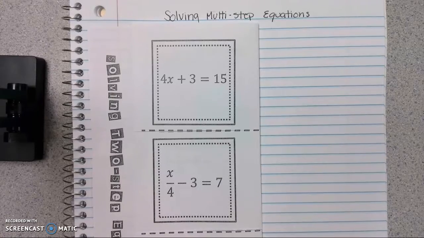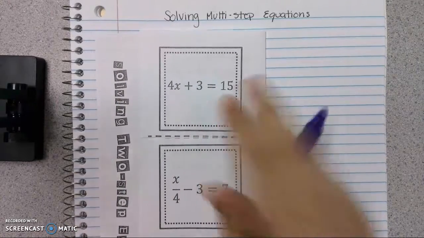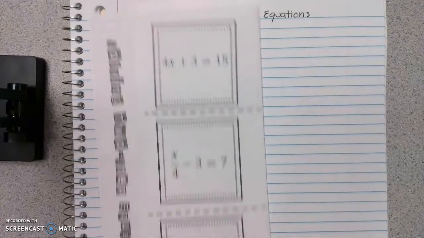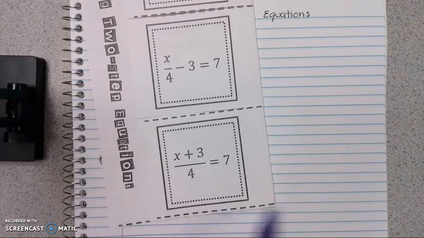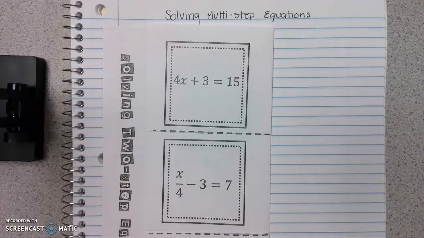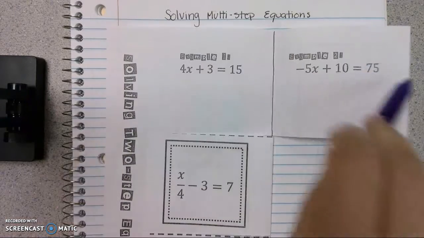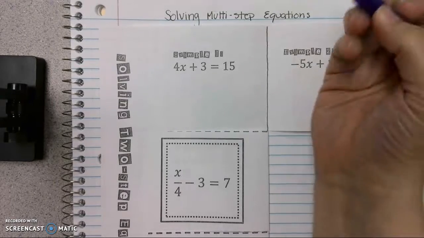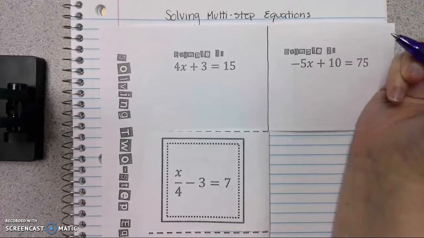Alright, ladies and gents, we are solving multi-step equations today by completing a foldable that you've cut the bottom off of from the dotted line and folded it over so that it looks like mine. Beautiful. If you open to example number 1, we are going to solve the problem 4x plus 3 is equal to 15. Very similar to one-step equations.